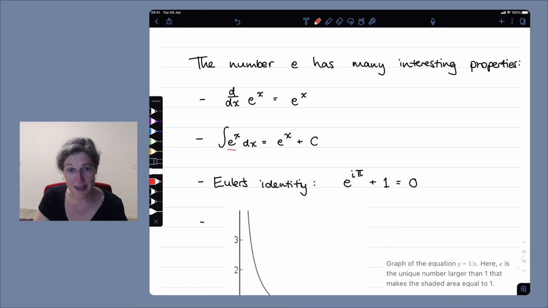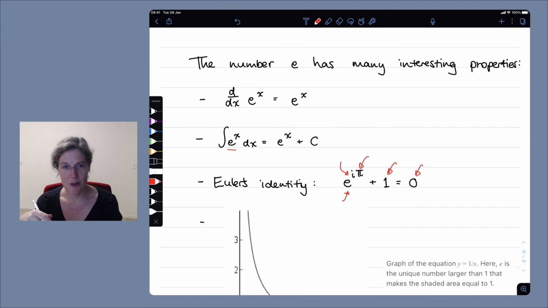There's what's called Euler's identity, which makes a lot of mathematicians very happy because it links together the big five numbers. In Euler's identity, we've got 0, which is an important number, 1, which is an important number, pi, which is a very important number, i, which is an important number, and as it turns out, e. And they all link together in e^(iπ) + 1 = 0.